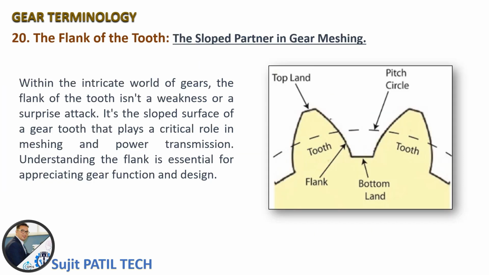20. The flank of the tooth. The sloped partner in gear meshing. Within the intricate world of gears, the flank of the tooth isn't a weakness or a surprise attack. It's the sloped surface of a gear tooth that plays a critical role in meshing and power transmission. Understanding the flank is essential for appreciating gear function and design.